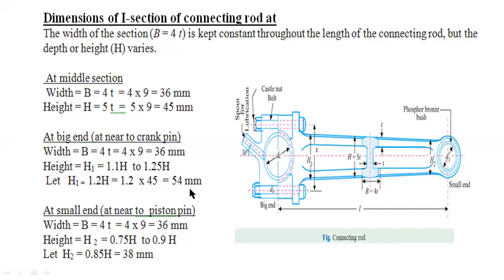Okay, and h2 is the height of the I cross section at the small end. Okay, so this is the formula. After substituting the values in this equation, you will get the value of h2 equal to 38 mm. Okay, so these are the final dimensions of the I cross section at the big end, at the middle, at the small end. Okay, so the problem is completed.